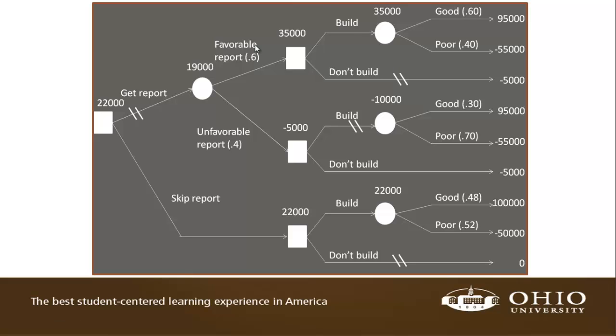So we have two different decisions that the property owner must make, either buy the report or don't buy the report, and then the property owner must decide based on that information whether or not to build or not to build. So let's take a look at some of these numbers over here.